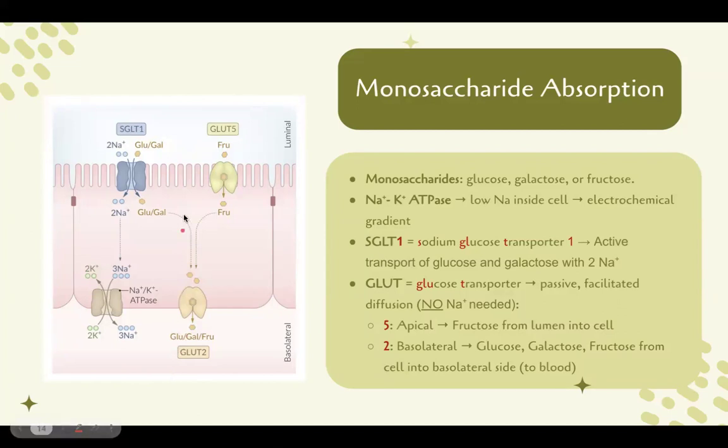So that we can use them. Now, thankfully, they go through the same channel at the basolateral side. And this is GLUT2, okay? So glucose, galactose, and fructose go through GLUT2 across the basolateral side into the interstitium. All right, so you can remember that this is the first step. This is the second step. So GLUT2 for the second step, and GLUT5 for fructose, and then SGLT1 for glucose and galactose.